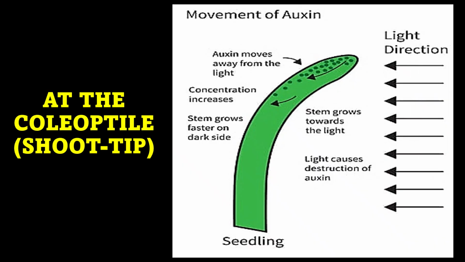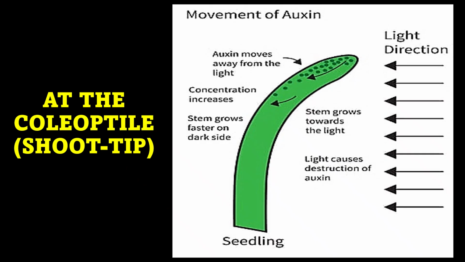Now, let's look at the shoot tip. This is the tip of the stem or the tip of the shoot. And we can see the movement of auxin. Light is coming from one side. Why is the stem bending this way? It is bending facing the light source. It is bending because on this side, you can see there are no dots here, because the dots represent the auxins. The auxins on the side of the shoot facing the sun were destroyed because light causes destruction of auxins. And it will therefore cause the auxins to move away from the light.